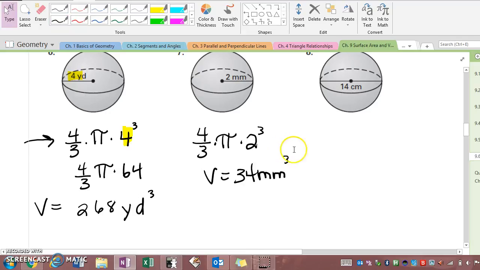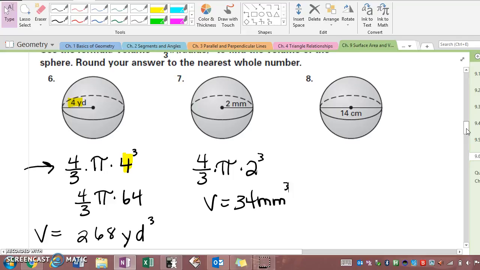Now I don't think we need to do this next one, number 8. But what's different about it? You're given what information? You're given the diameter, but that is not in the formula. So you need to do what to that diameter? Divide it by 2. So what's our radius? 7 centimeters. And I think you can go through that problem on your own.